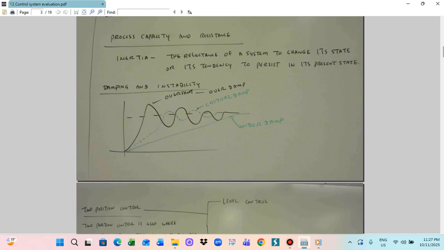Critical damping means that when you increase the damping, the damping should be like this. So that is the critical damping. Overturn, underturn, and critical damping are important in the control system. We use this for position control, one and two position control.